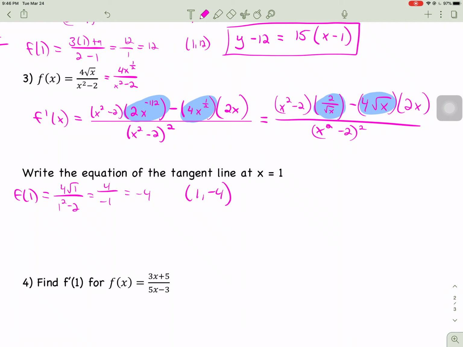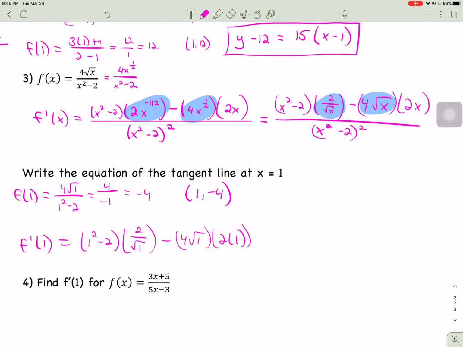And then we need to find the slope at 1, so we need to find f prime of 1, so we need to plug in 1 into this derivative. And you'll see it's a lot easier like this. Let's see, we get 1 squared minus 2, 2 over rad 1, minus 4 rad 1, 2 times 1, over 1 squared minus 2 squared. What is that going to give me? Let's see.